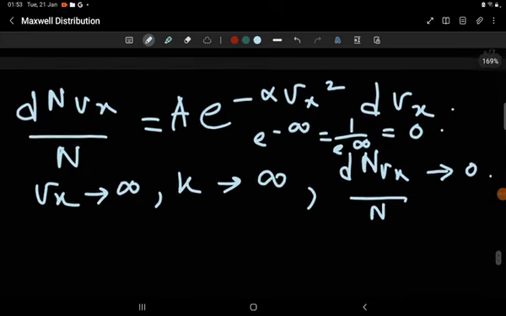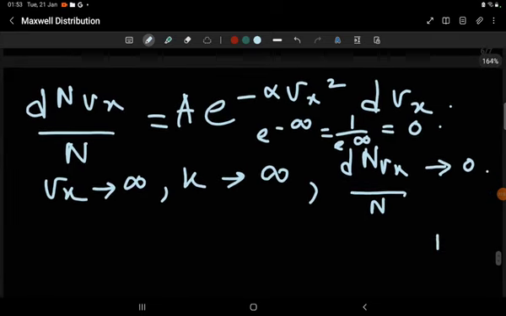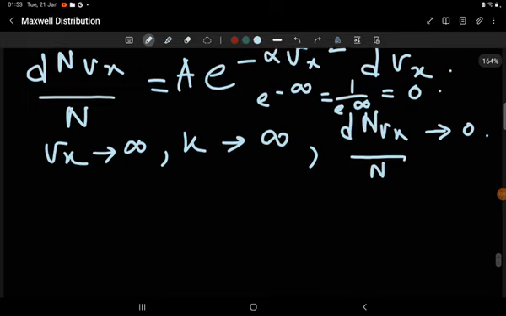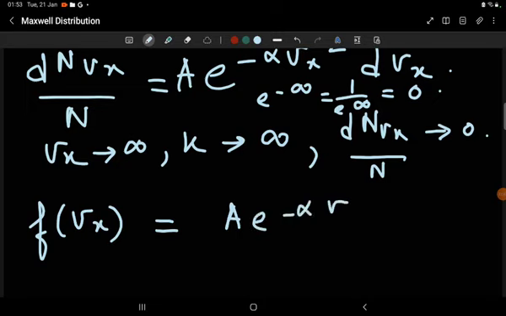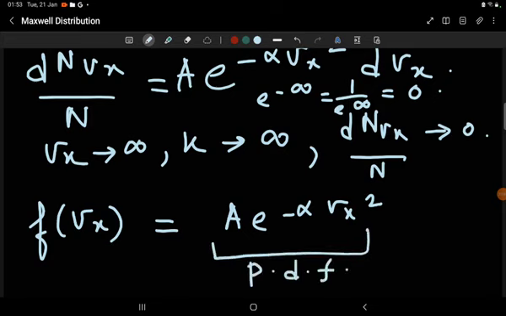Physically this has significance, and we expect this to happen: molecules with very high speed should be comparatively less. This is completely fine physically, and we have our functional form, f of vx equal to a e to the power minus alpha vx squared. We have the functional form of our probability density function, which is great news.